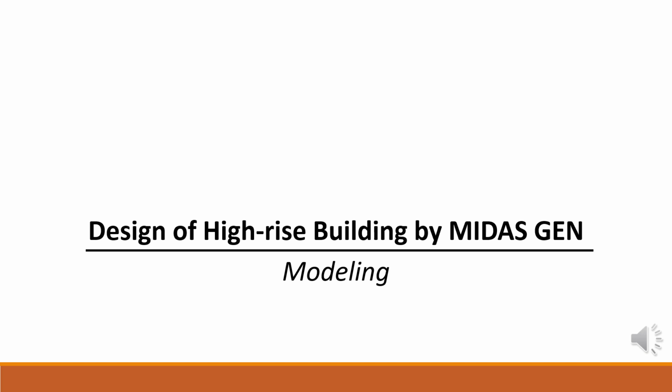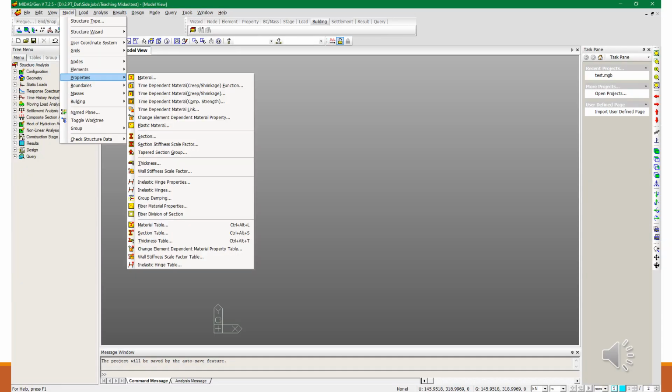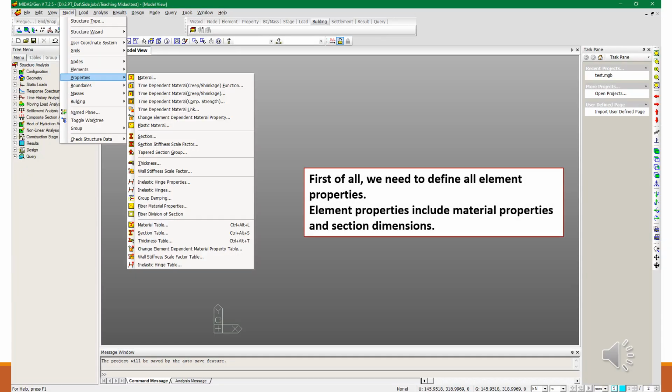After setting up everything, let's start modeling the building. A simple structure is modeled to illustrate the process. First of all, we need to define all element properties. Element properties include material properties and section dimensions.